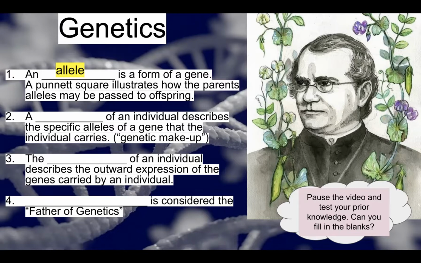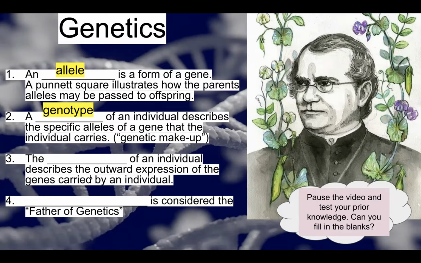Question number 2, a blank of an individual describes the specific alleles of a gene that the individual carries. This is also known as the genetic makeup. And hopefully for number 2, you guys said the genotype. And that's easy to remember because genotype starts with a G and genetic starts with a G. So the genotype is just the genetic makeup of an individual.